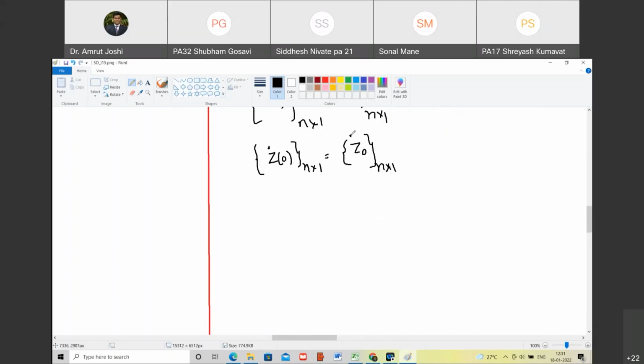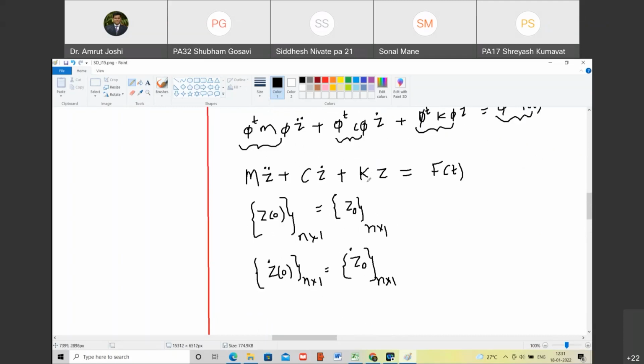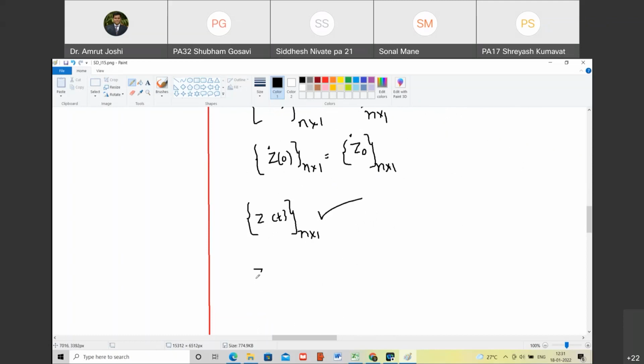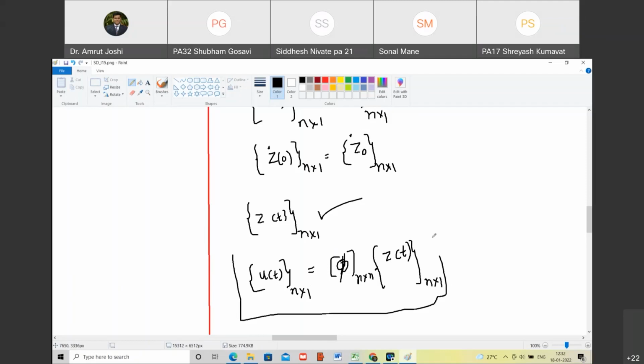Okay. So this is that. These are the two boundary matrices. Now we have got this. And how do we write down u of t then? U of t, which is an n cross 1 matrix, is obtained by phi times z of t, which is an n cross 1 matrix. This is the entire procedure of analysis of a multi-degree of freedom system.